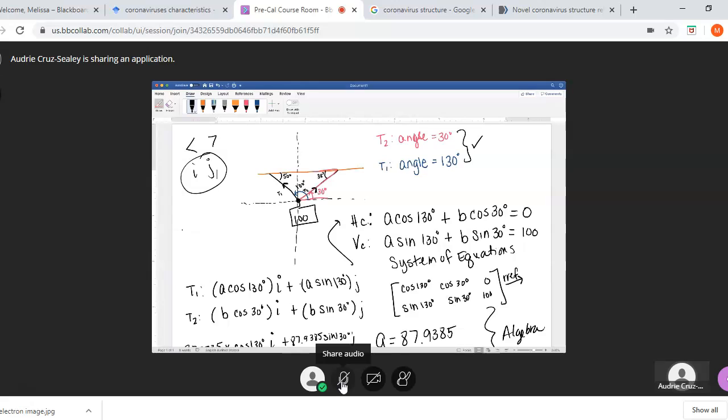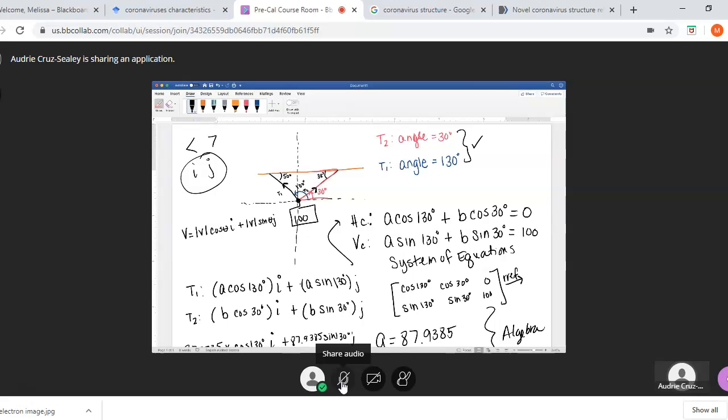So the next thing that we did is I looked at the page before and it says you can express your vectors as the magnitude of V cosine of your angle I plus the magnitude of V sine of your angle J. That's on the page before. So I have my angles, that's cool. I just don't know what my magnitudes are. That's the part that's tripping me up.